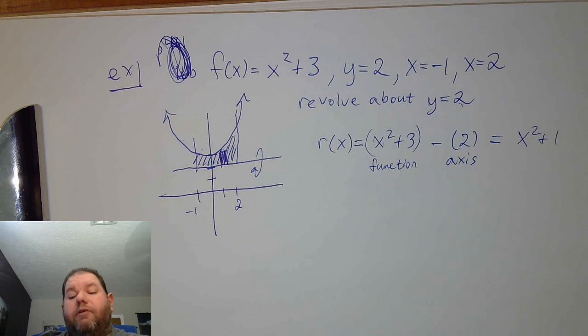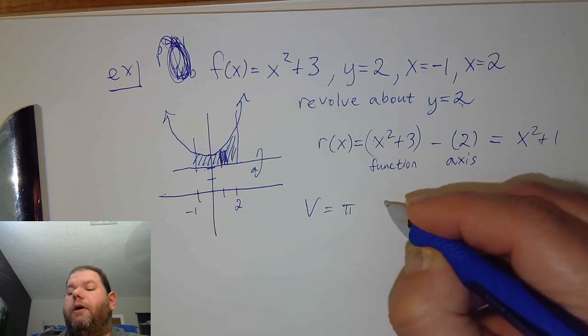We have our limits of integration. We know it's going to be -1 to 2. We know we're going to have pi r squared dx inside the integral. And so the only question is, what is r of x? What is the radius function? And this is our calculation now.